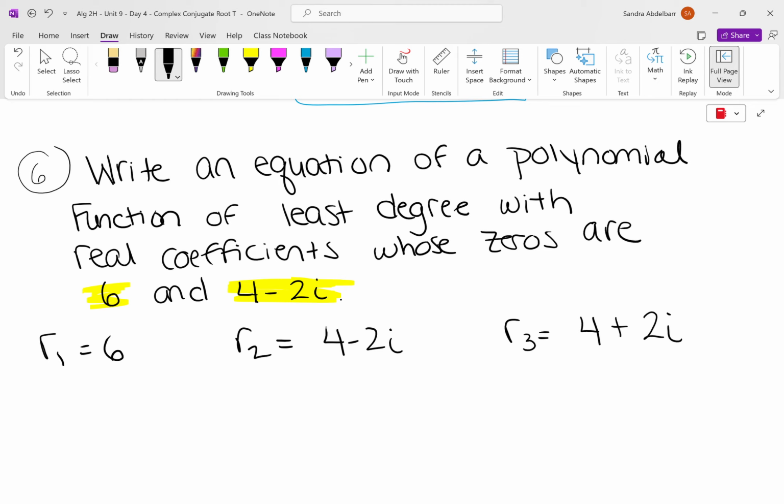Because there are at least 3 roots here, what is the least degree polynomial we have? 3. So you need to find the polynomial function that gave us these 3 roots. So you guys go do that now, and then we will go over it.